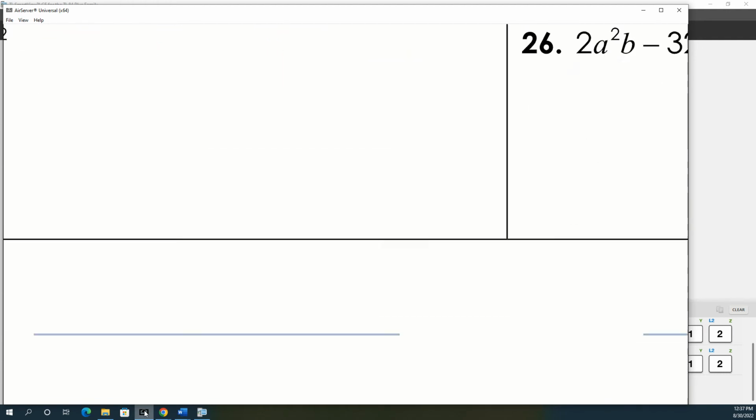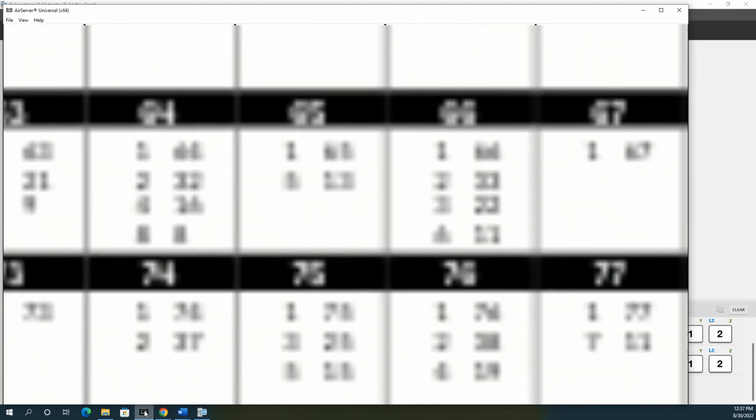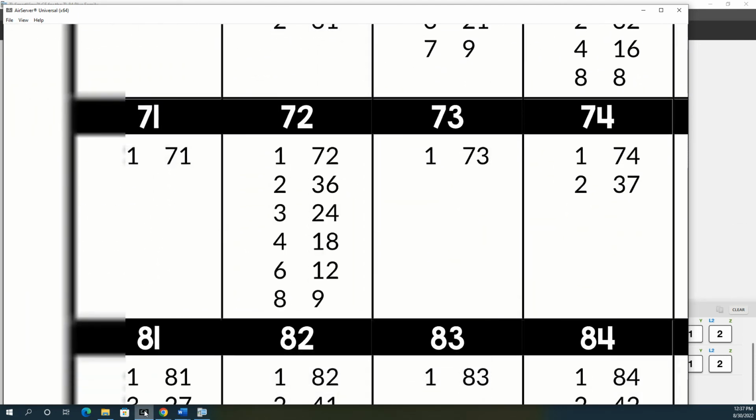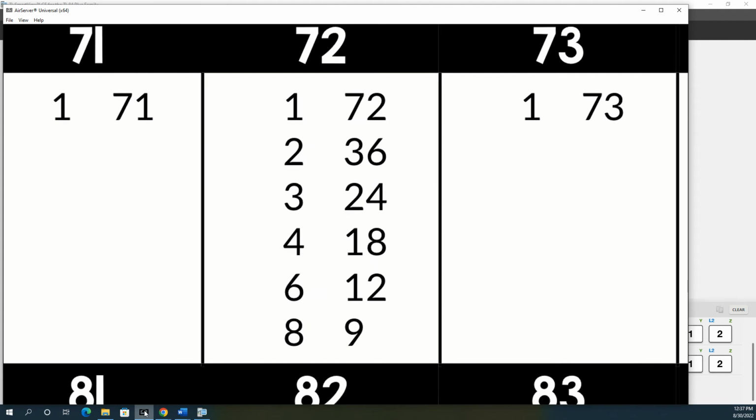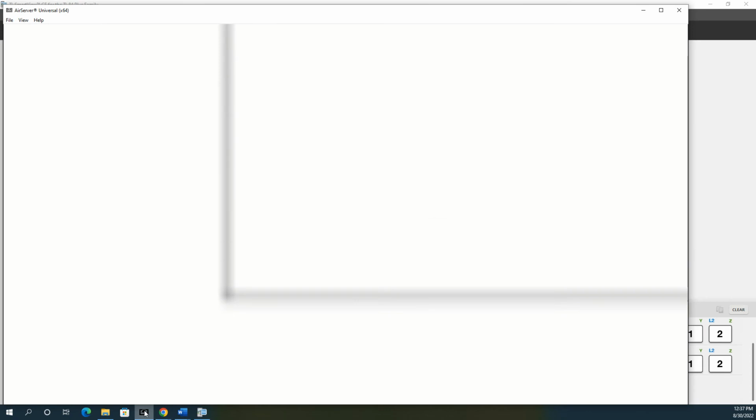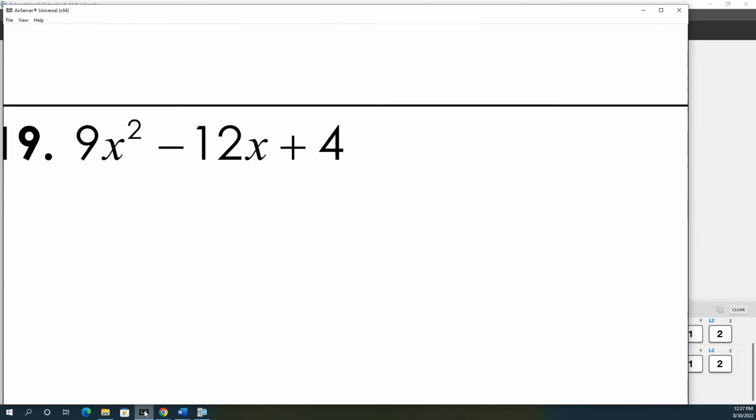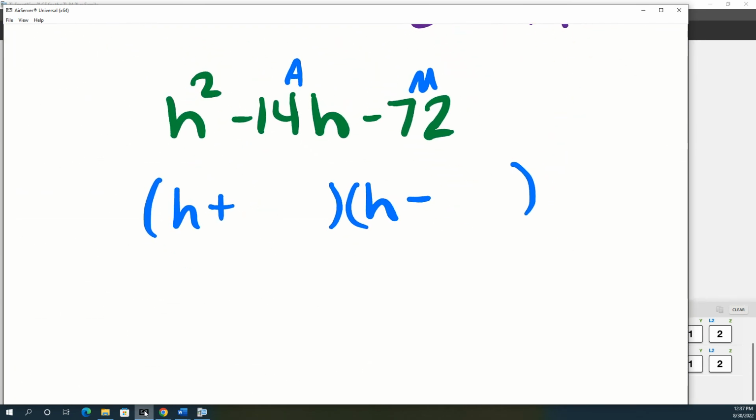All right, and we're going to look at 72. Lots of things multiply to give you 72. So we're looking for 14 when we subtract, since the signs are different. What do y'all think? 4 and 18, good. All right, now we want to get negative 14. So the bigger one, it needs to be the negative one. So positive 4, negative 18.